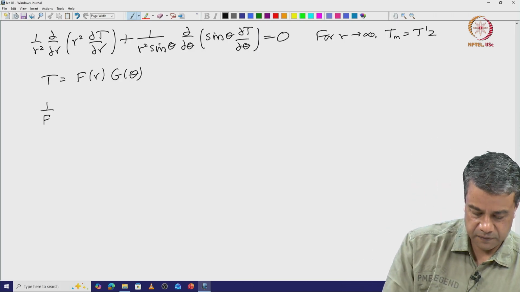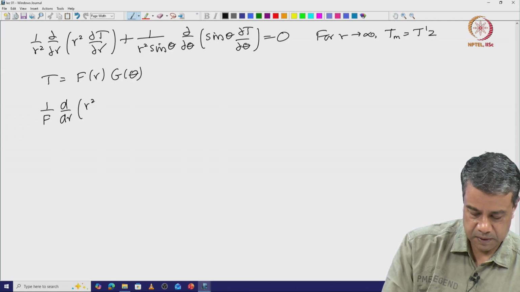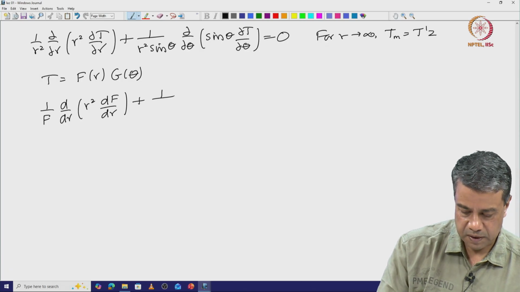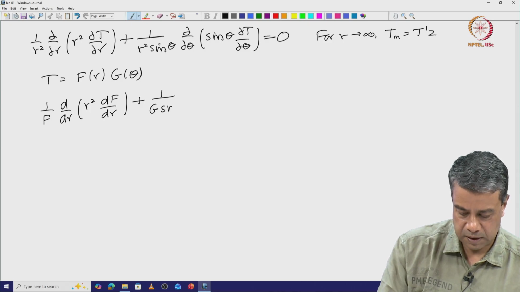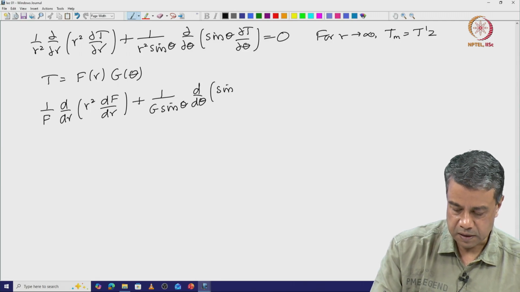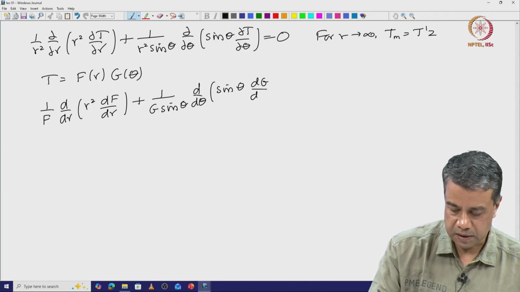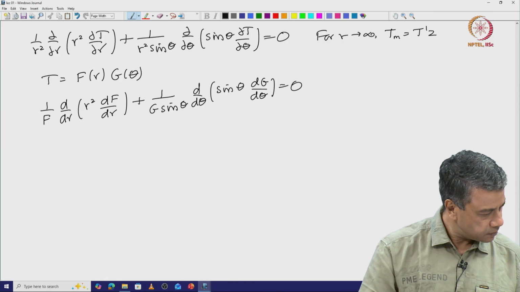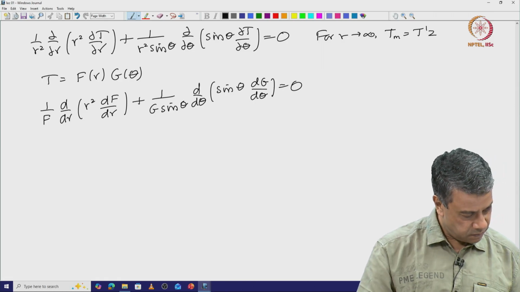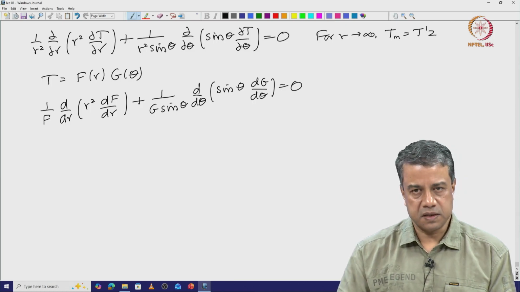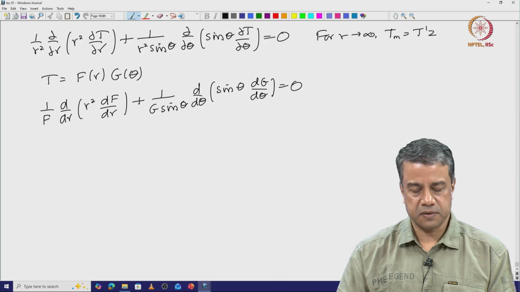to get 1 over f d by dr of r square df by dr plus 1 over g sin theta d by d theta of sin theta dg by d theta. This is equal to 0. And both of these have to be constants, equal in magnitude and opposite in sign, so that they sum to 0.